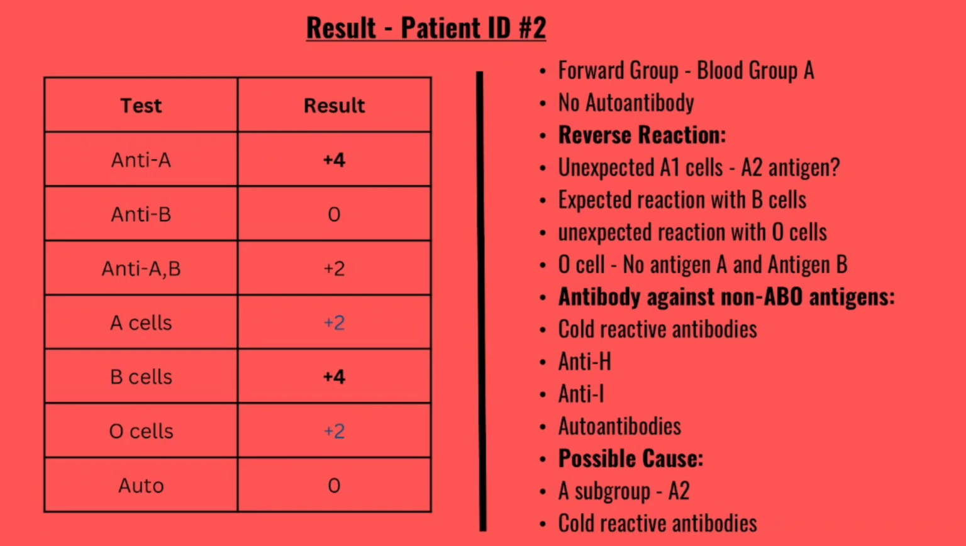There is a strong reaction in anti-A on the forward grouping, and there's a strong reaction of +4 in reverse grouping of B cell, which is +4. So that confirms that this patient is blood group A.